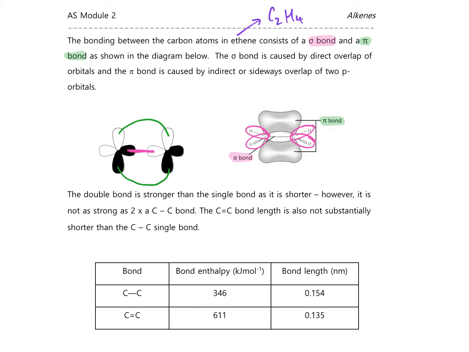So you can see there in the table below the bond length and the bond enthalpy of our carbon-carbon single bond and carbon-carbon double bond. A carbon-carbon single bond has a bond enthalpy of 346. If the double bond was twice as strong, the bond enthalpy would be 692, but you can see that it's just 611, so it's not as strong as 2 times a carbon-carbon single bond. That's because, as I mentioned previously, the pi bond, which is essentially the additional bond, is not as strong as a sigma bond because it's formed as a result of indirect overlap of orbitals rather than the direct overlap.